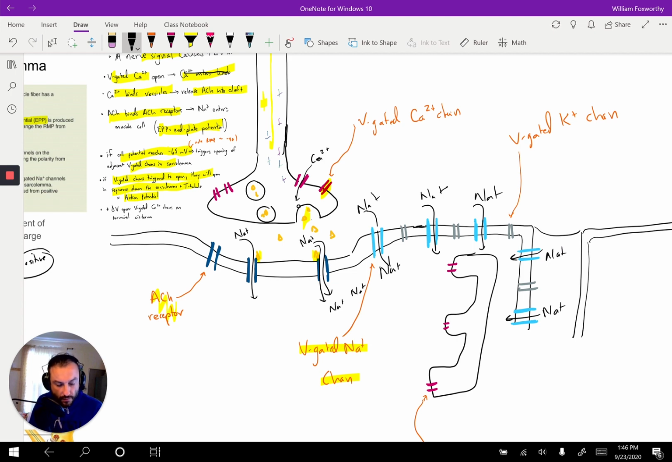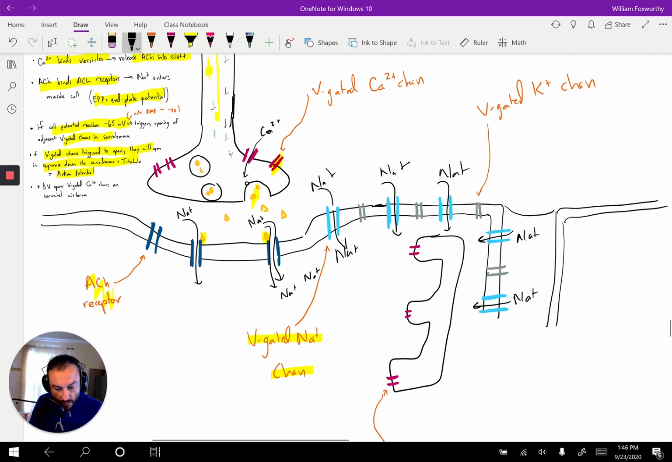And remember, these other channels here that I didn't label, your voltage-gated potassium channels, they have also been triggered to open at this point, but they are slow. It's sort of like those handicap doors. You push a button, and then like 4 or 5 seconds later, they start to open, whereas the sodium channels open right away.